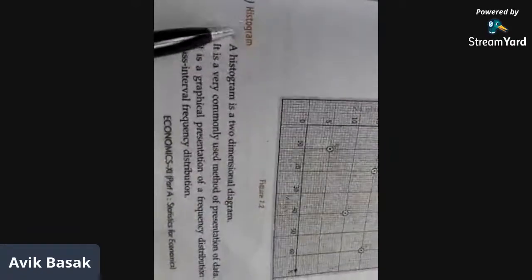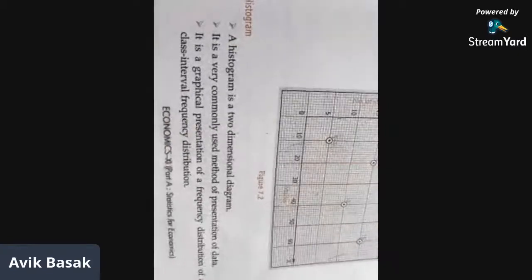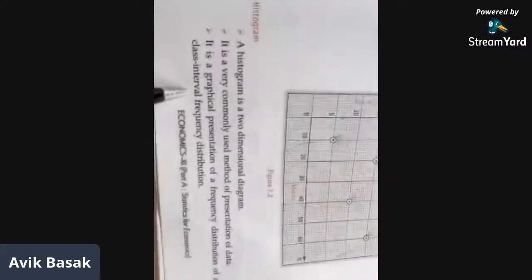Directly, a commonly used diagram is the bar diagram or histogram. It is easy to present the data. Third, it is a graphical presentation of a frequency distribution of a continuous series of class interval.